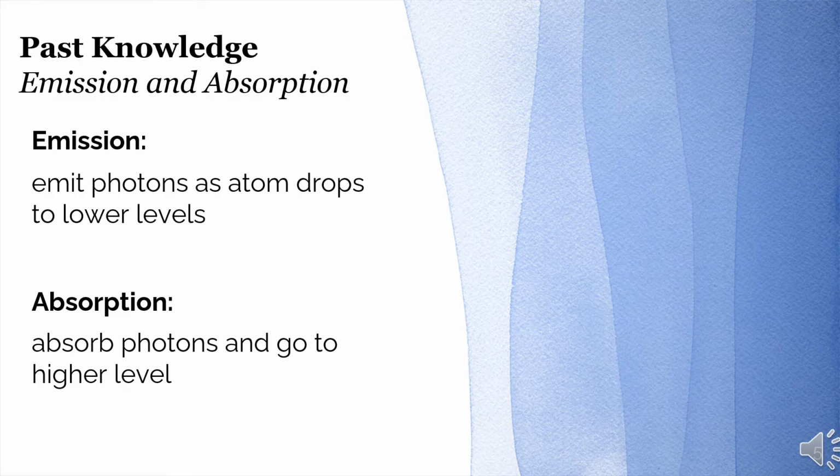Again, in my high school chemistry class, we covered both emission and absorption. The idea of emission is that objects in excited states will emit photons as the atoms drop to lower energy levels. Absorption is the opposite. In absorption, atoms can absorb photons and go from the ground or a lower state in general to an excited state or energy level.